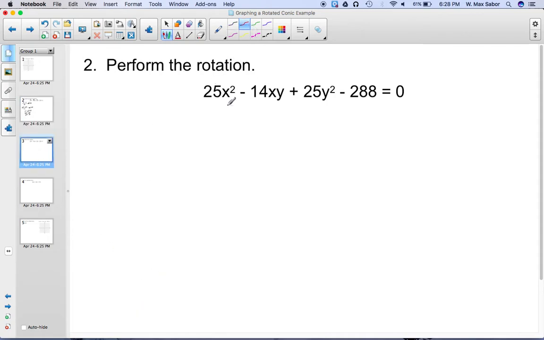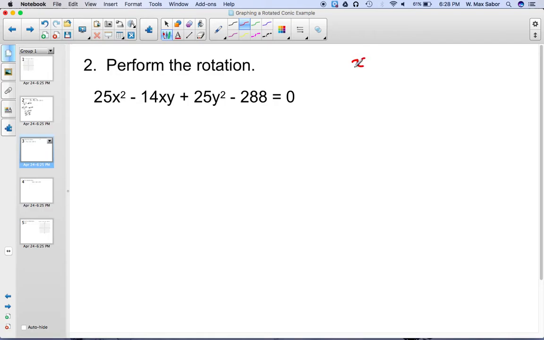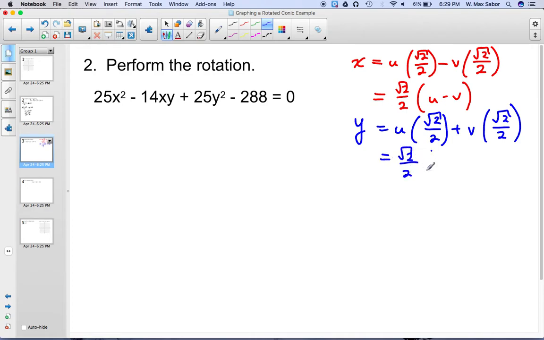Then we perform the rotation. So we'll use this with, I'm going to use U and V. X is U cosine, root 2 over 2, minus V sine, root 2 over 2, which is the same thing as root 2 over 2 times (U minus V). Y is U sine plus V cosine, which is the same thing as root 2 over 2 times (U plus V).